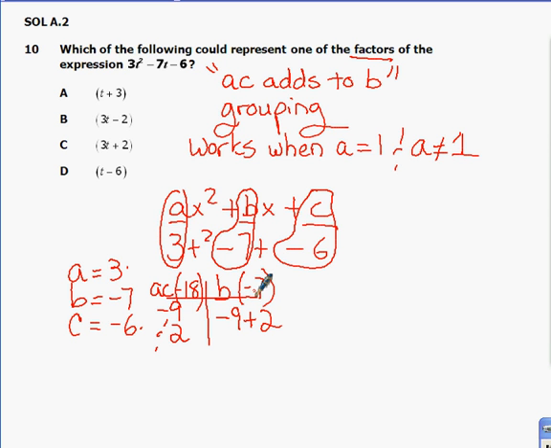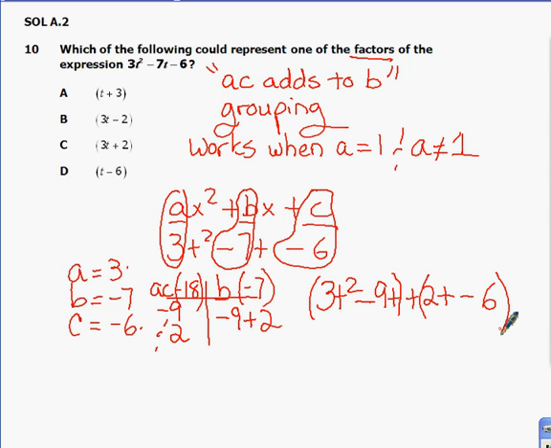Our next step is to replace our middle term. So we have 3t squared. Instead of the negative 7t, we're going to write negative 9t plus 2t minus 6. Well, now you've taken a trinomial and made it a polynomial of 4 terms. So the next step is to group the first two and the second two.